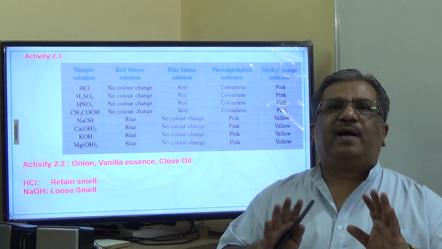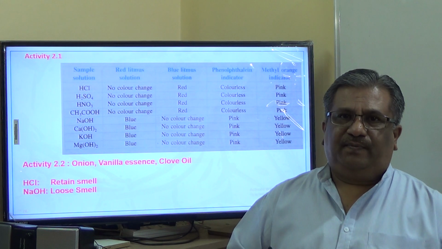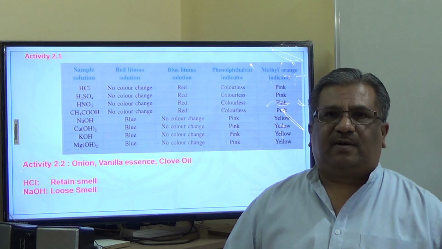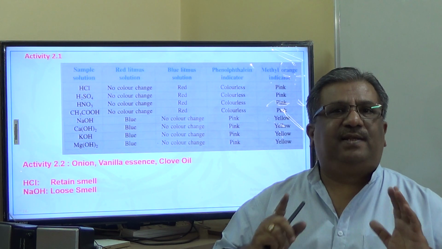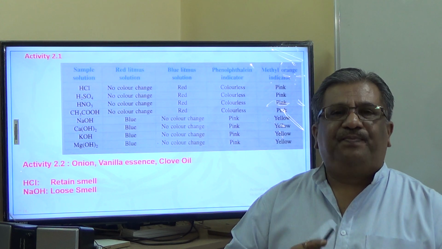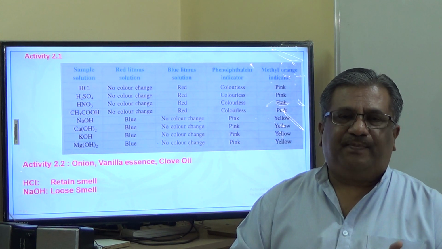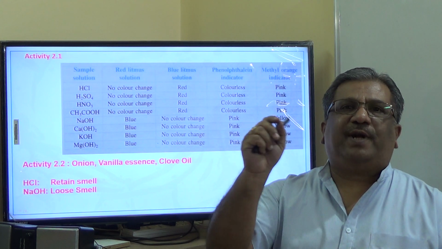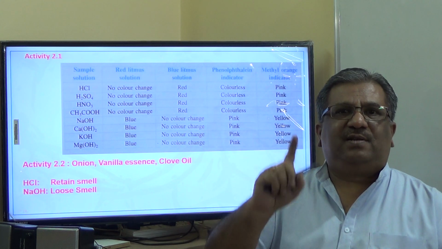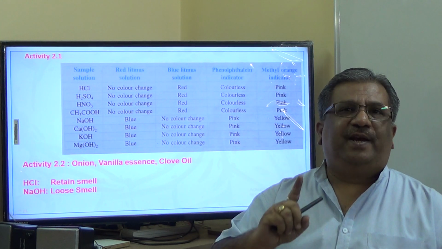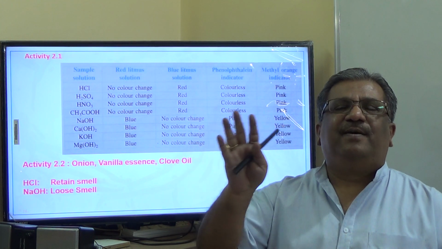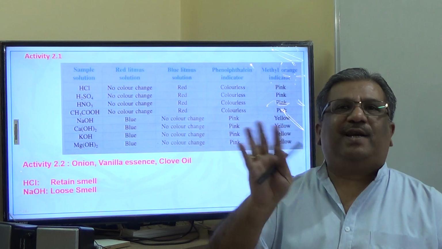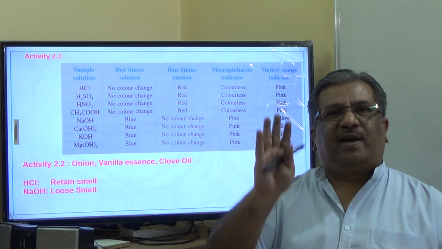Then you can rinse both in water. It should be rinsed totally in water. Now we have to smell the cloth pieces. Surprisingly, wherever you had put acid, you can still find the smell of the onion. Just by rinsing the cloth with water, the smell cannot go. In acid, it will be retained.